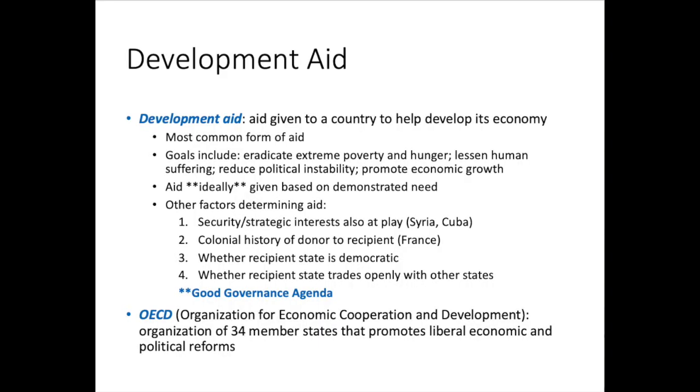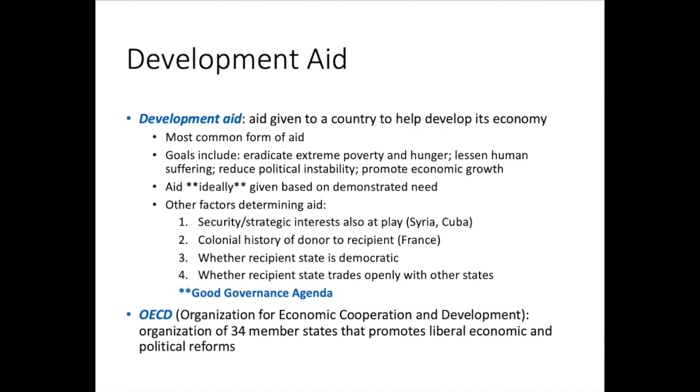So let's start here with the first one, development aid. Development aid is aid given to a country to help develop its economy. Development aid is by and large the most common form of aid. Goals with development aid are things like eradicating extreme poverty and hunger, lessening human suffering, reducing political instability, promoting economic growth.